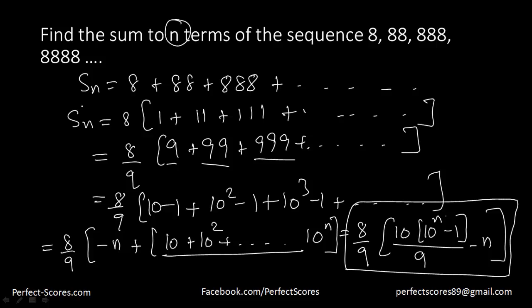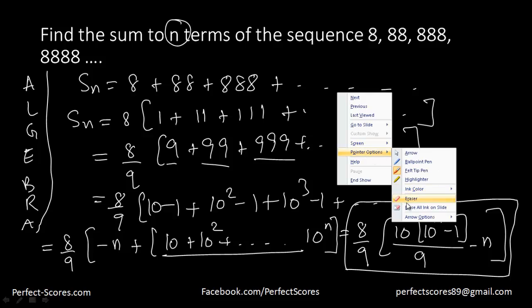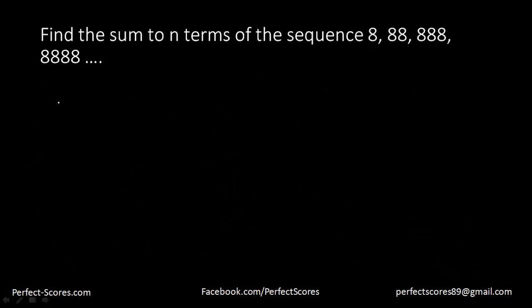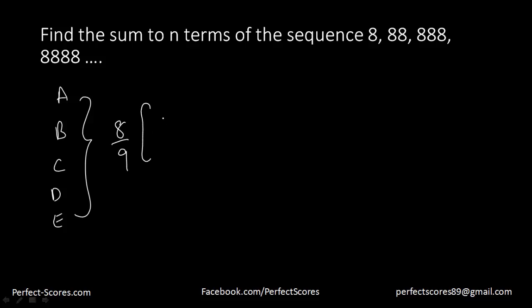Now this is the way to do this question if you want to use algebra, if you want to get good marks in your CBSE, ICSE or K-12 examinations. But when it comes to multiple choice questions, no, this is not the way to do this question, right? Let me show you how to do it. If you have a multiple choice question with 5 answer options, one of your answer options is going to be exactly what we derived, that is 8 by 9 into 10 to the power n minus 1 divided by 9 minus n.